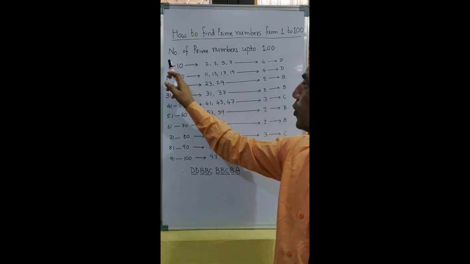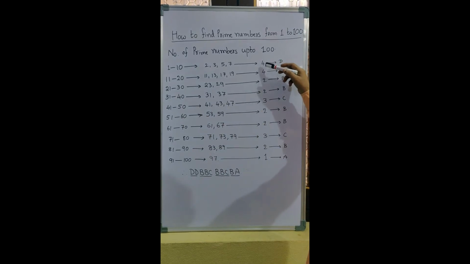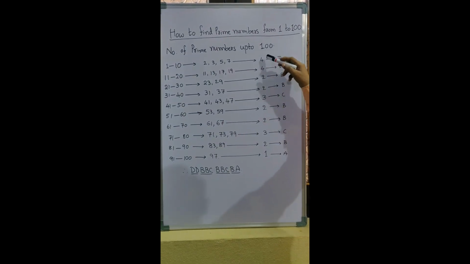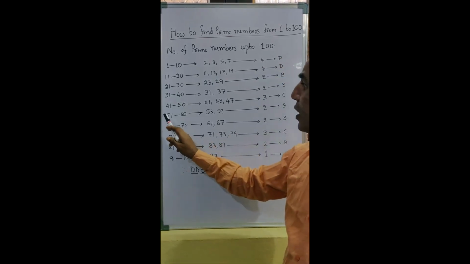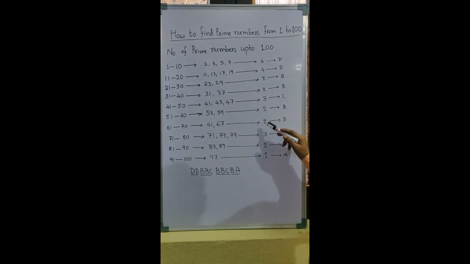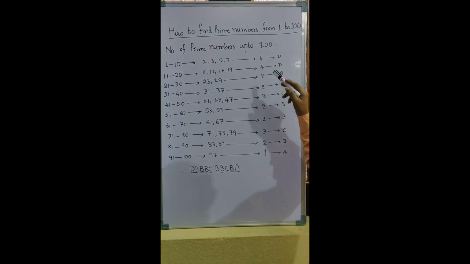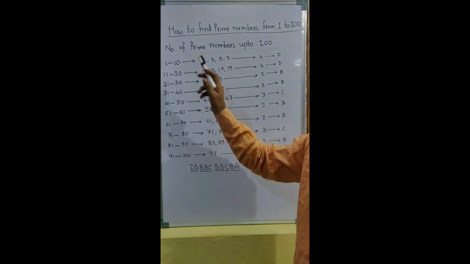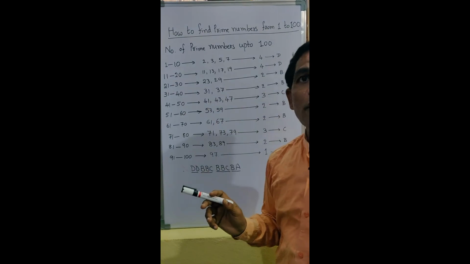Here, from 1 to 50, how many prime numbers are there? Add this: 4 plus 4 plus 2 plus 2 plus 3. Total these are 15 prime numbers, and the remaining 51 to 100 are 10. 2 plus 2 plus 3 plus 2 plus 1, these are the 10 and these are the 15. 15 plus 10, total 25 prime numbers. So from 1 to 100 there are 25 prime numbers.